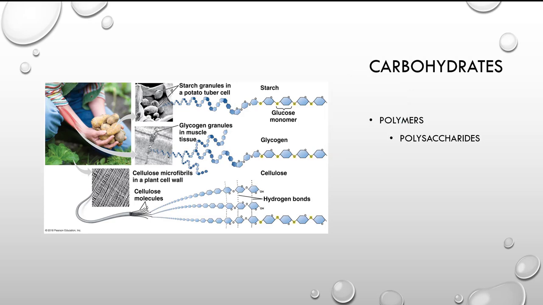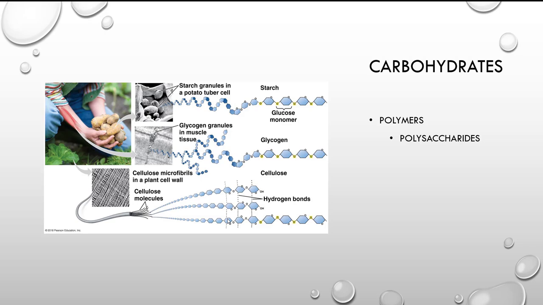Okay, so you can see how starch, its arrangement is slightly different from glycogen. Glycogen, it kind of branches off, whereas starch is more linear. And then cellulose, we have a more organized structure to it. Okay?